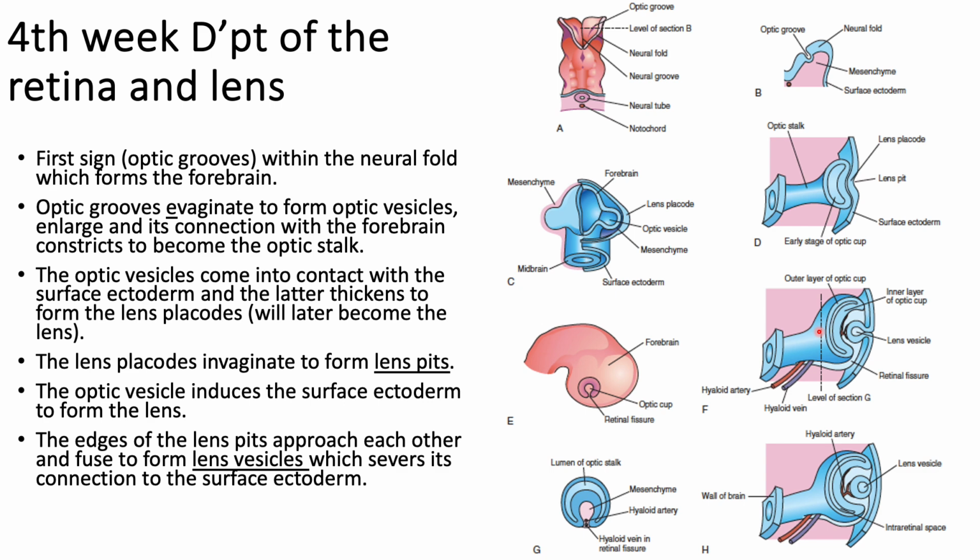Now we go back to the optic vesicle. So we have two vesicles here, an optic vesicle and then a lens vesicle. The optic vesicle would develop into the retina, and then the lens vesicle will develop into the lens.